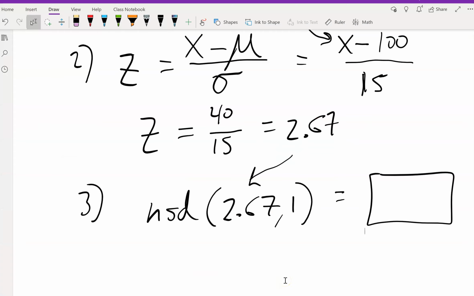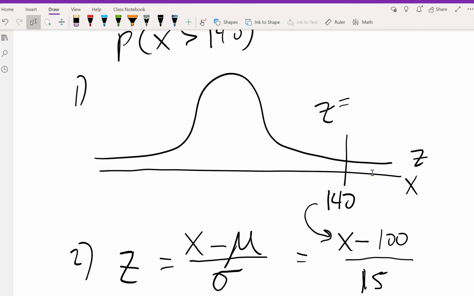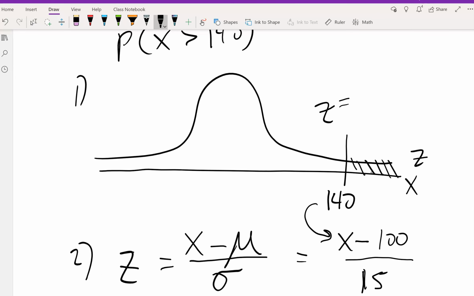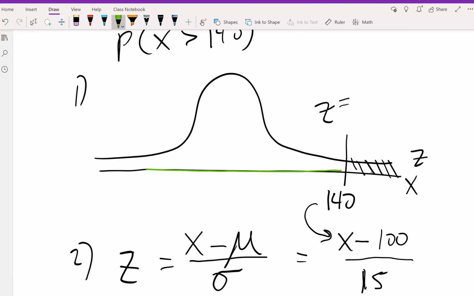99.62. So let's go back to the problem. By NSD, I get 99.62. You should get something very similar if you went to the table. Number 4, my pause moment. I always have 4 steps in these questions. So my pause moment. 99.62. Remember what we wanted. We wanted this area. I don't think 99% of the population are above 140 or geniuses. People might think they are. But instead, I think the 99.62 is what's below. 99.62% of us are below genius level.